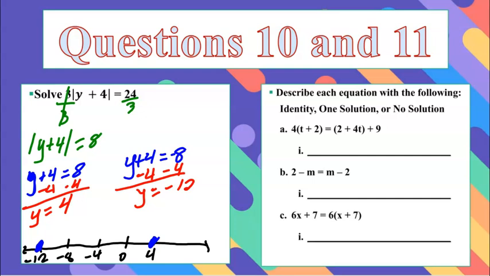So for part A, I want to get rid of the parentheses by distributing. So that's going to give me 4t plus 8 equaling, here there's no multiplication, I'm just going to have 4t, and 2 plus 9 is 11. Now if I were to get the t's to one side, so if I would subtract 4t, you'll notice that the t's cancel each other off and you're left with 8 equaling 11. 8 never equals 11, so this is an example of no solution.